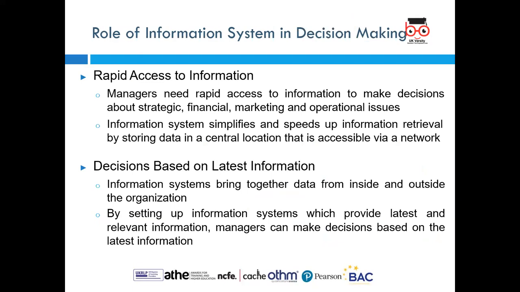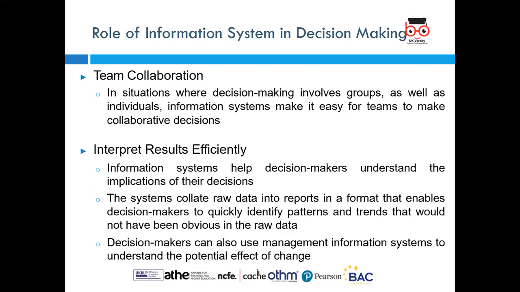So as we said, looking into the role of information systems in decision making, we need to have rapid access to information, which means we, as a team or as a manager, need the ability to access it in the least amount of time. We need to make decisions based on the latest information. We also need an important soft skill, which is team collaboration. This soft skill will allow us to work with team members, depending on the size of the team. We need the ability to communicate with them and share information.